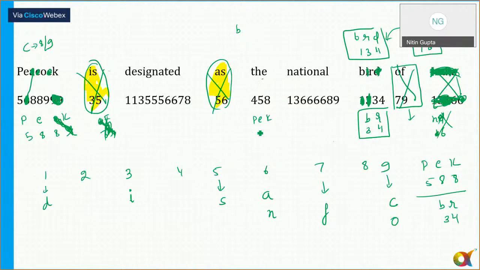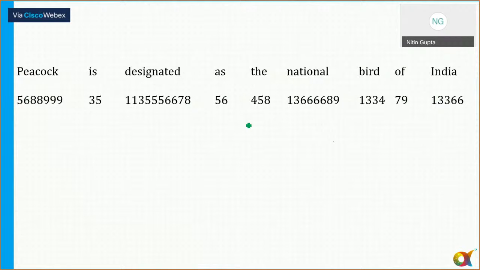And in PEK it is 5, 8, 8. So which is common? THE as well as 458. Okay, we have no idea, because 8 can also be common. E is common, so it could be 8, or it could be K. So anyway, just leave it as of now.